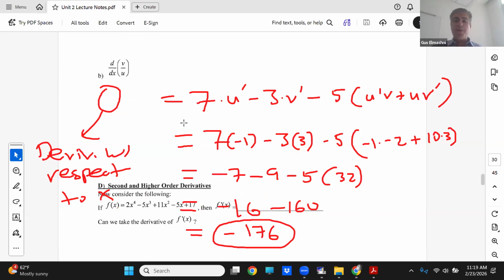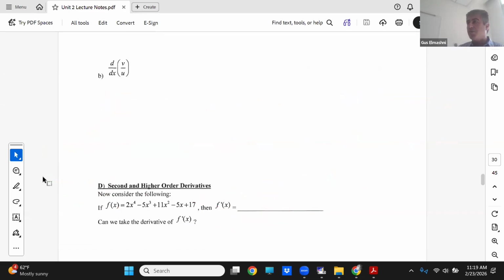Okay, why don't you guys try part B on your own? Part B is using the same differentiable functions u and v. Going to give that a shot. So using quotient rule. So check your notes. You have quotient rule. I'm going to do it as well. I'm going to freeze the screen. We'll check in about 2 minutes.